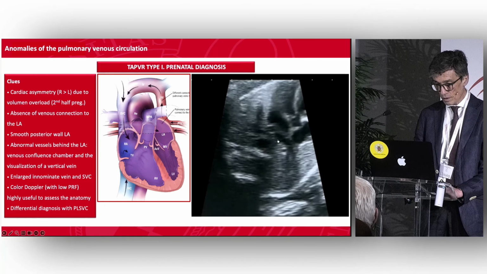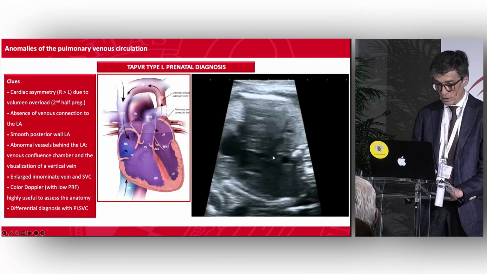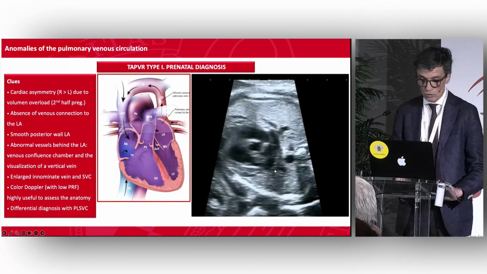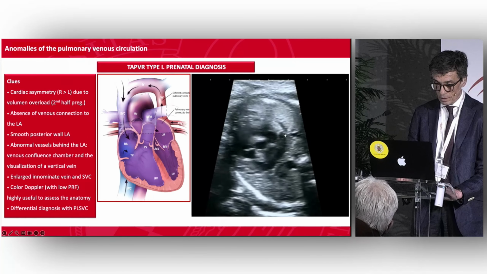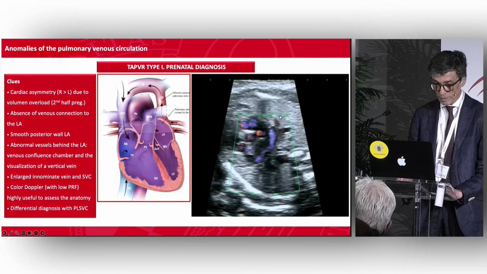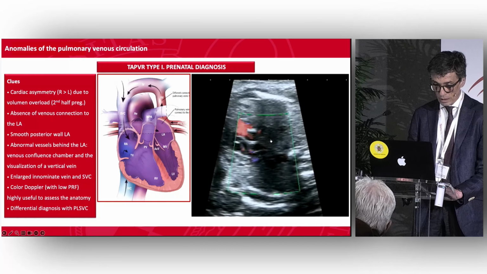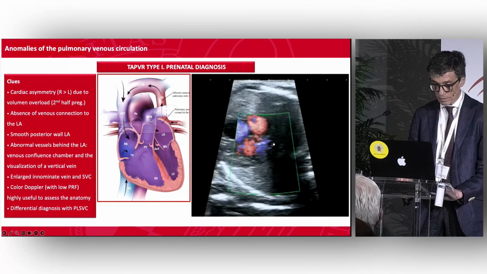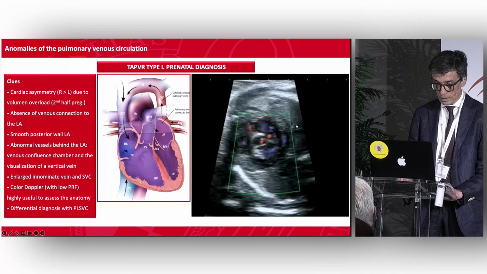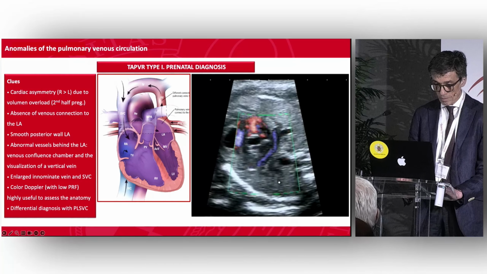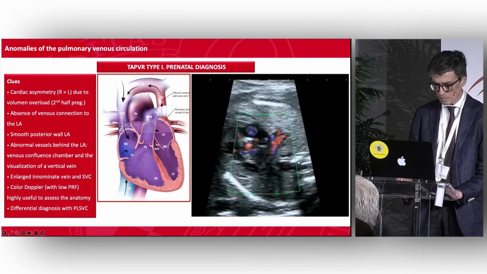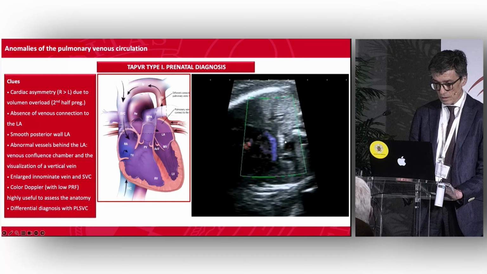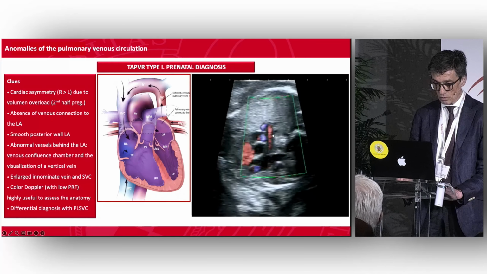We have vessels here behind the left atrium. We see the smooth appearance of the left atrium wall, and we may see here a vessel coming from the right to the left. This is in blue color. This is the collector coming from the right side of the thorax to the left side, that is behind the left atrium. This is completely abnormal, with continuous flow.